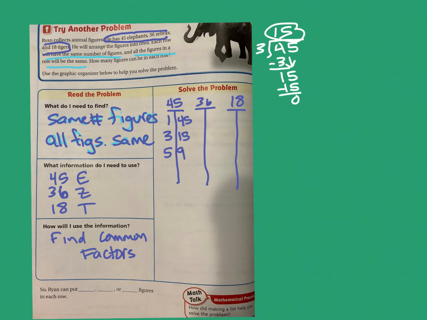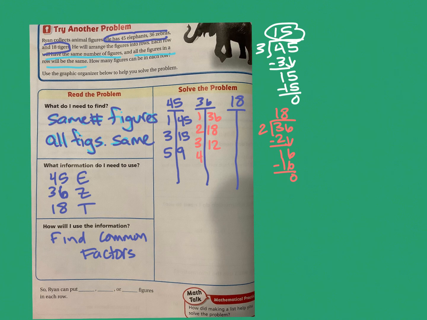Let's do the factors of 36. 1 times 36. It's even, so I know that 2 goes into it. I think it's 18 from the last problem. 2 goes into 3 one time, I get 1 left, and 2 times 8 equals 16. So it's 2 times 18. 3 into 36, I think it was 12 in the last problem. 3 times 12 equals 36.